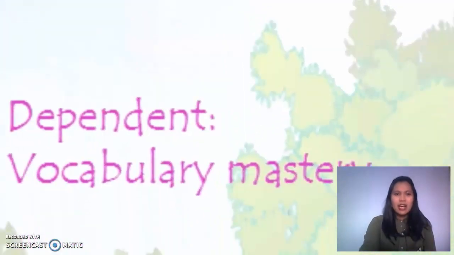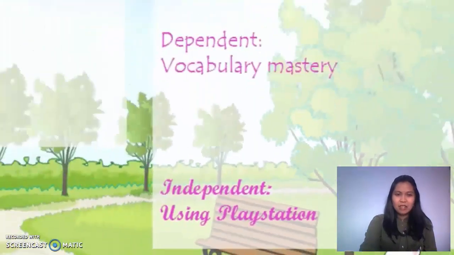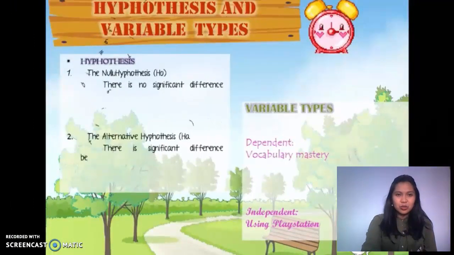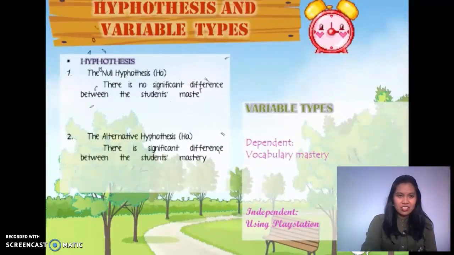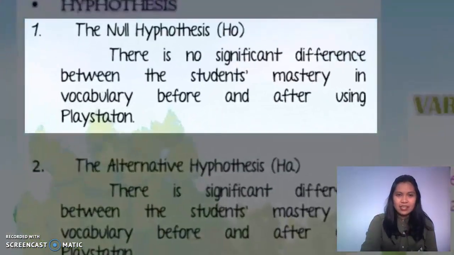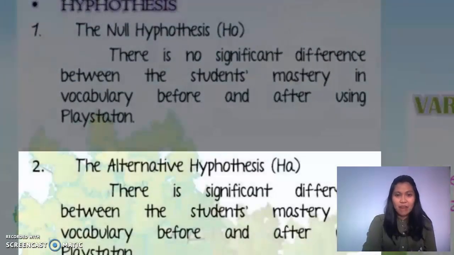Okay, the first one is variable type. The dependent variable is vocabulary mastery, and the independent variable is using PlayStation. And there are two hypotheses of this research. The first one is the null hypothesis. It means there is no significant difference between them. And also, the second one is the alternative hypothesis. It means there is a significant difference between them.